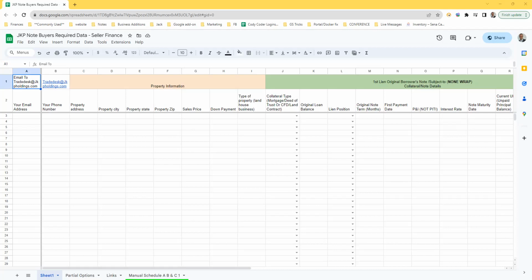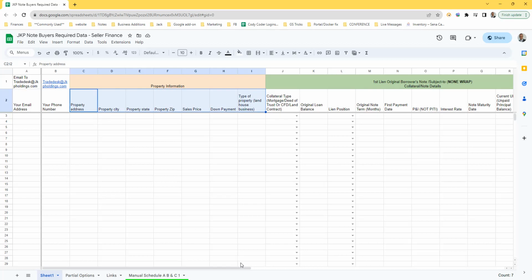We're going to go over quickly the seller finance wrap note spreadsheet that we provide to you in order to buy that wrap note and get all the numbers we need to evaluate it. As you can see on the screen here, we have this Google Sheet, which you'll get either in Excel or in Google Sheet version. You're then going to put in your email address and your phone number. Here is all the property information that we would need, just general data.